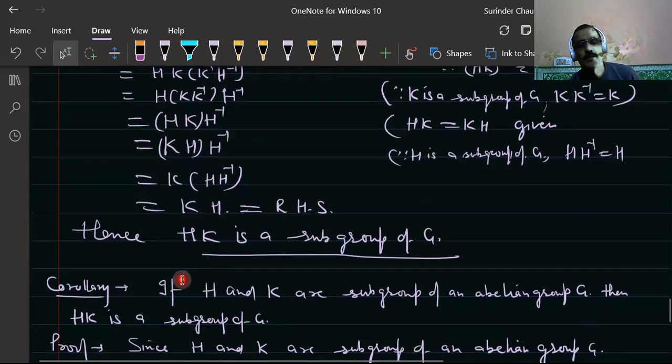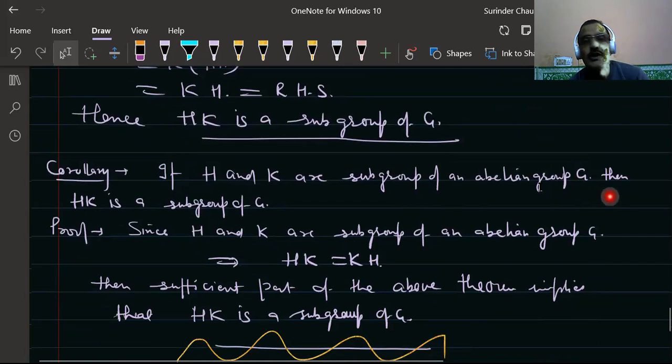Now a corollary based on this. If H and K are subgroups of an abelian group G, then HK is a subgroup of G. The proof is based on the previous theorem. Since H and K are subgroups of an abelian group G, this implies HK equals KH. Then by the sufficient condition of the above theorem, if HK is equal to KH, then HK is a subgroup. Thank you.